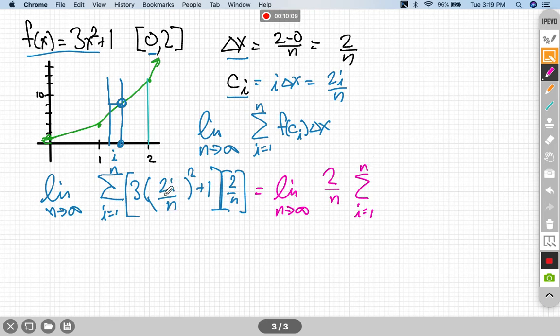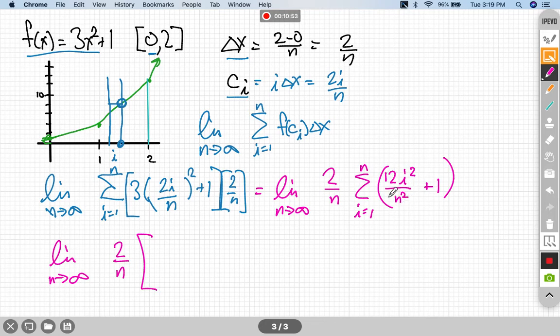well, I can do this, can't I? 2i over n squared is going to be 4i squared over n squared. So 4 times 3 is going to be 12. So we got 12i squared over n squared plus 1. And this again we can break up and deal with. So now we're still working with our sums. Limit as n approaches infinity, I got 2 over n.